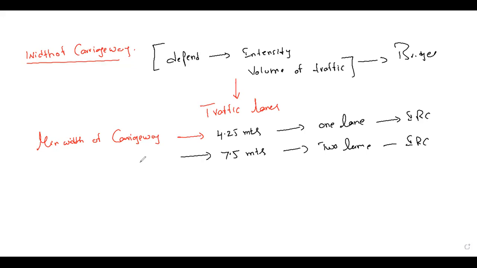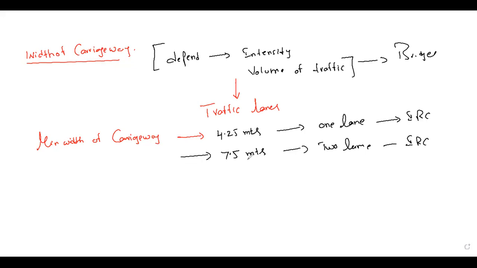You are talking about roads. Road widths and bridge carriageways differ. Why? Because in bridges, definitely there will be a footpath. There will be a lane track. That's why the minimum carriageway for a single lane road is 4.25 meters, and the carriageway for a two lane road will be 7.5 meters.